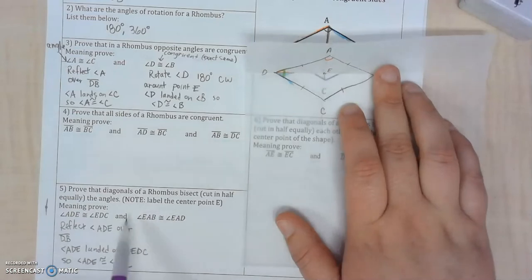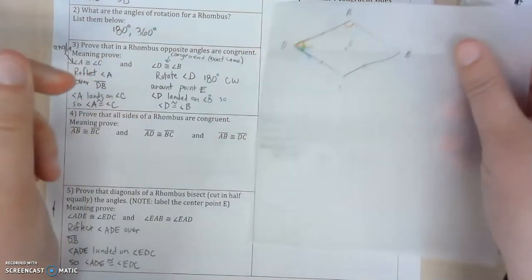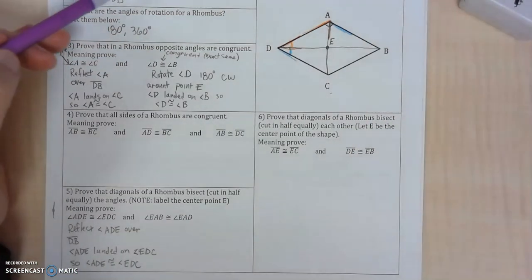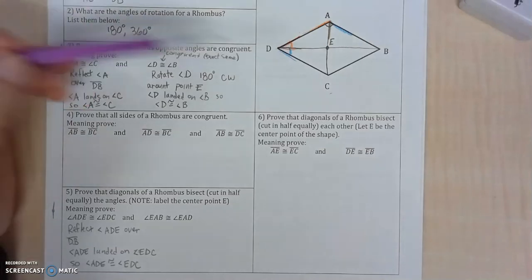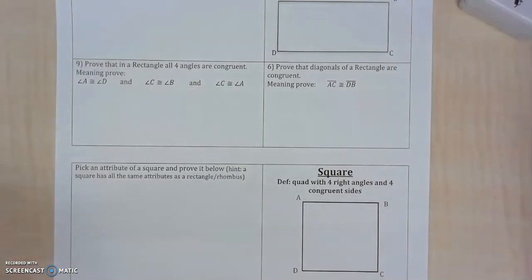Okay, and this one's going to follow along the same lines. So what I would like you to do is go through and use patty paper if you need to, some colored pencils or something to keep track of where your points are, where different things are landing. And you're going to want to be using either the reflectional symmetry, so lines of symmetry within that figure, or the rotational symmetry within the figure to prove these different things. Okay? And you're going to want to go through and do that for the rhombus, the parallelogram, the rectangle, and the square.